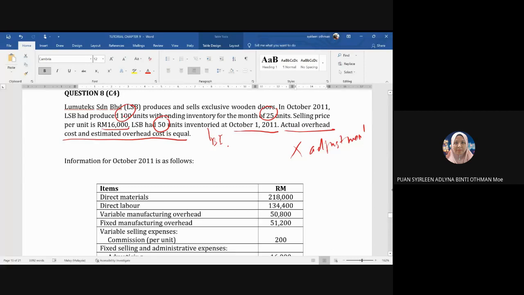That means direct material ni saya akan bahagi dengan 100, direct labor saya akan bahagi dengan 100, variable ni pun saya bahagi 100, fix ni pun saya bahagi 100. Kenapa saya bahagi 100? Sebab dia kata actual and estimated sama. So tak adalah nilai estimated unit produce dengan actual unit produce. So ngam lah, terus buat statement, tak ada adjustments.